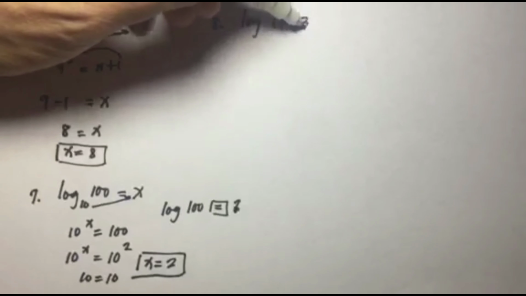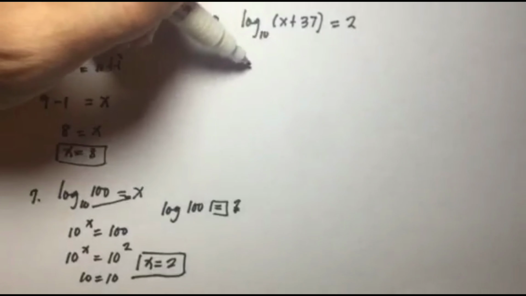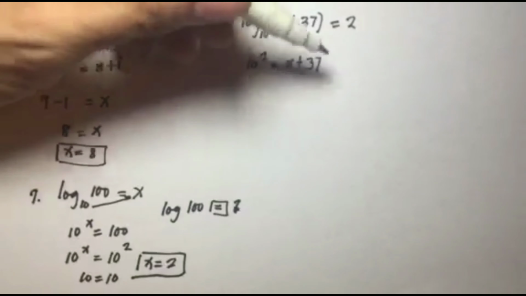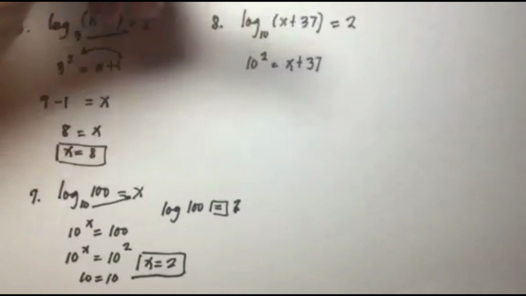We have the logarithm of x plus 37 to the base of, wala siyang base, equals 2. So, if there is no base, that is 10. So, 10 raised to 2 equals x plus 37. Ayun yung exponential form niya. Gawin natin itong 100 since 10 times 10 is 100, then x plus 37.